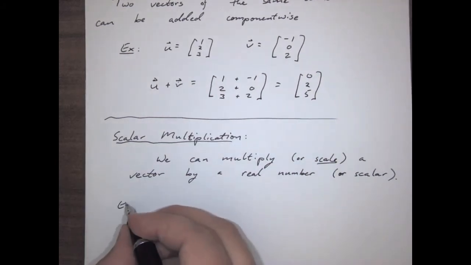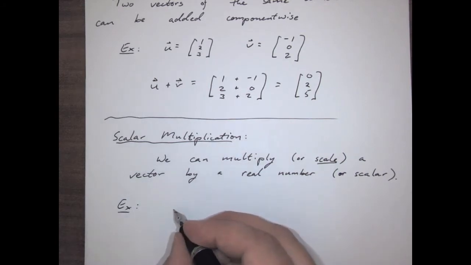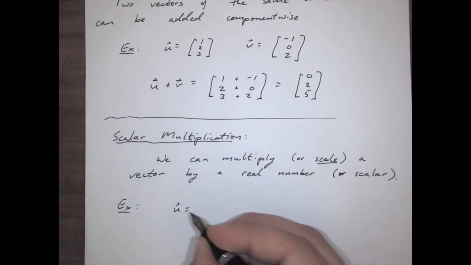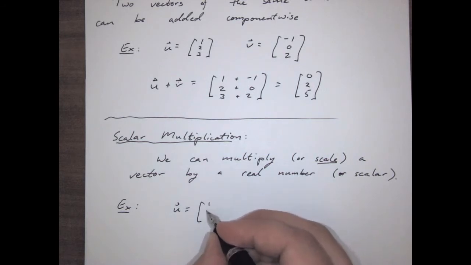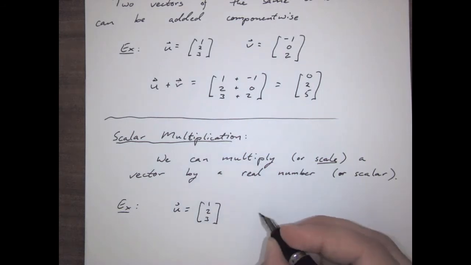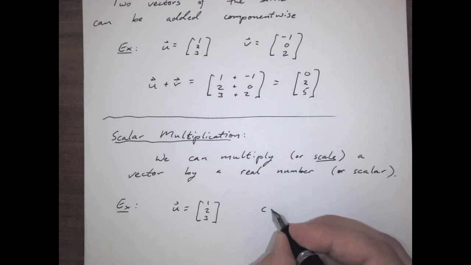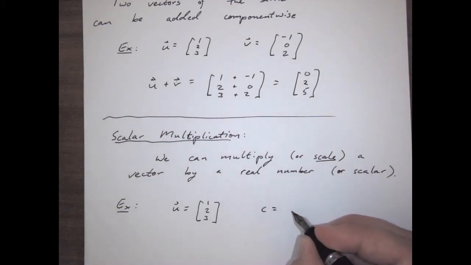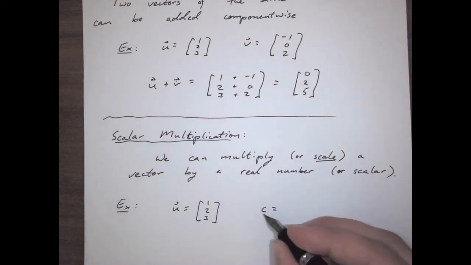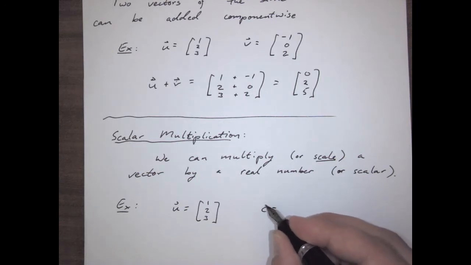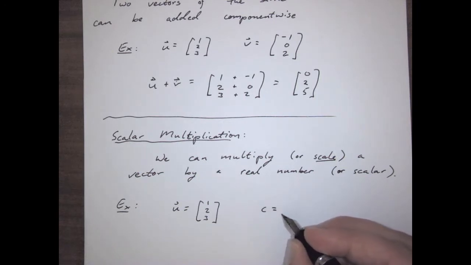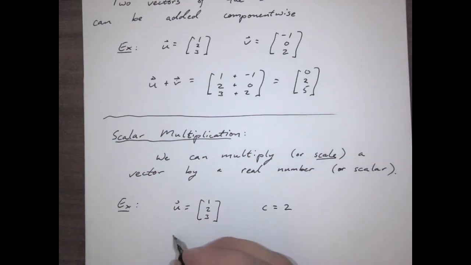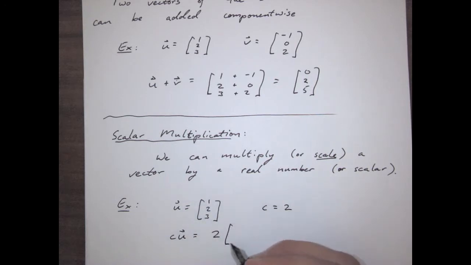So for example, let's say that u was equal to 1, 2, 3. And let's say that c, which would be a common letter we might use for a scalar, c for constant. You notice it does not have an arrow above it because it is not a vector, it is merely a scalar. Let's say that's equal to 2, then cu, which we can also write as 2 in front of 1, 2, and 3.